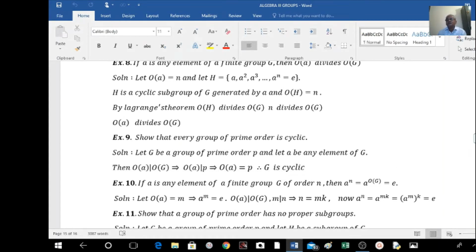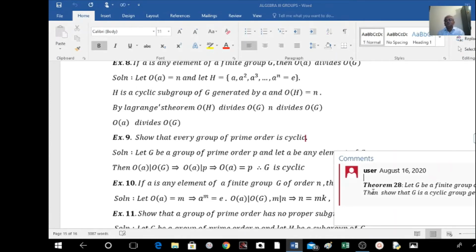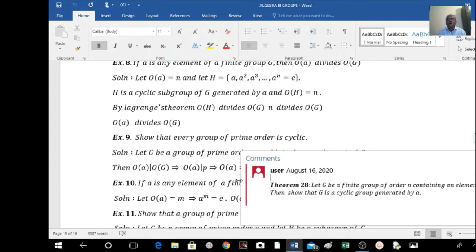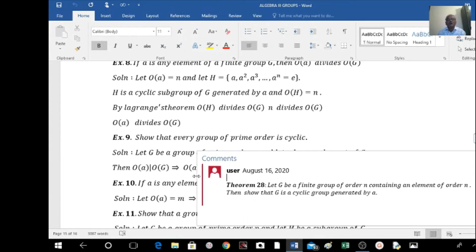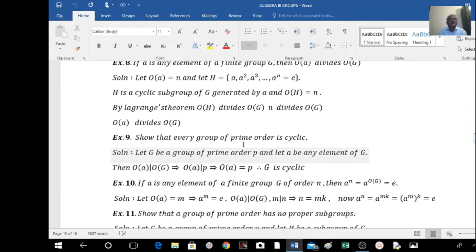So that theorem is here. See, this is the theorem. Let G be a finite group of order n containing an element of order n. Then G is a cyclic group generated by A. This is theorem number 28. So here we have G is a finite group of order P and there is an element A whose order is also equal to P. This implies this G is a cyclic group.